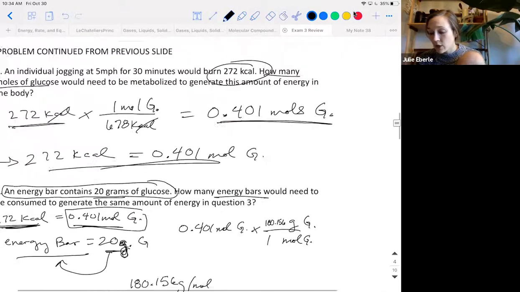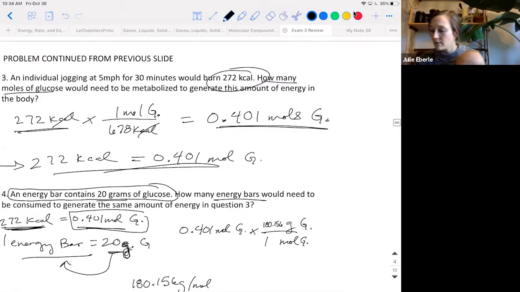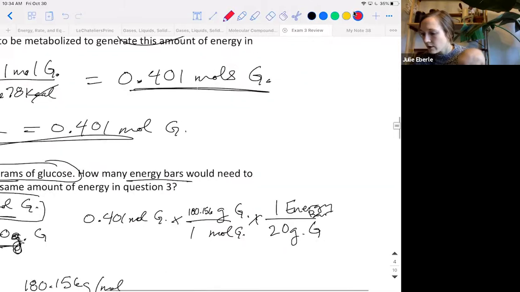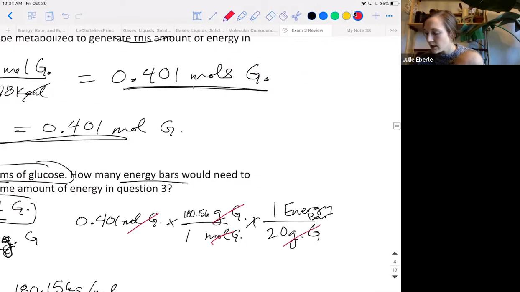Now we know 20 grams is 1 energy bar. So cancel grams of glucose and convert to energy bars. So ultimately, moles will cancel, grams of glucose will cancel, and then we'll figure out how many energy bars we would need to generate 0.4 moles, which is equal to 272 kcals of energy. So you do 0.401 times 180 divided by 20, and Abby said she got 3.6, so about 3.5 energy bars.